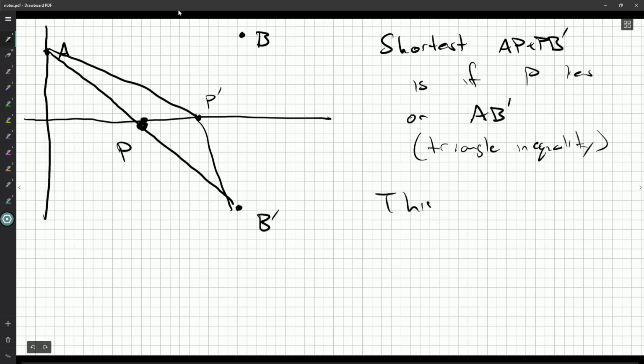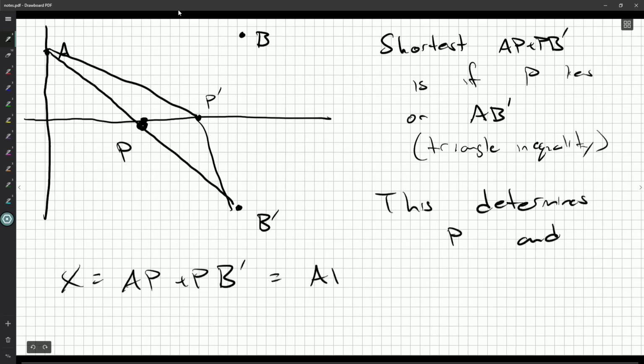So, this determines P, and X is equal to AP plus PB, which is PB prime, which is then equal to AB prime, which now I can work out. Because if I were to drop a perpendicular over here, you get a nice little right angle. What's this distance? It's C. C is here, and that's at C, 0. And what's this height? Well, this is going to be A, and then we go down a distance B, because B prime is at 0, negative B.